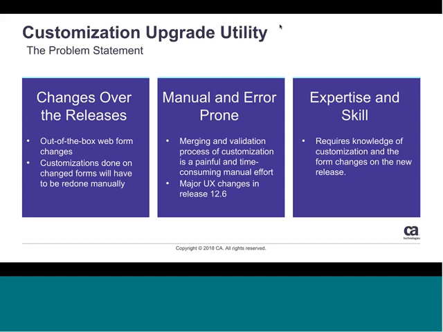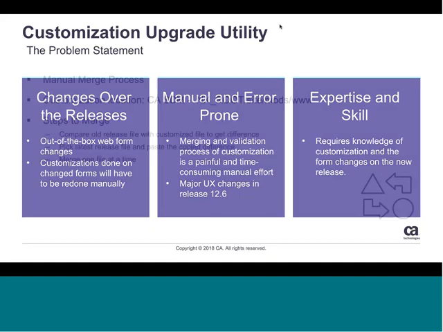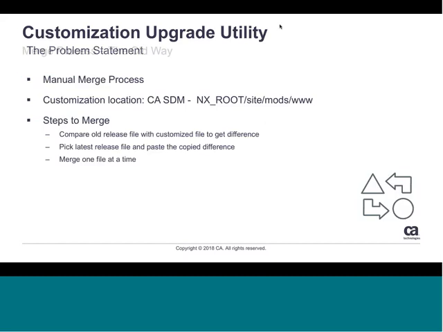As a solution, we introduced the customization upgrade utility, a utility to automate this manual task, which was increasingly time-consuming and adds to the cost. It compares and automatically merges the customization. It does list failed merges. Because of the complexity of the customization that our customers do, there are cases where this utility will not be able to automatically merge it.